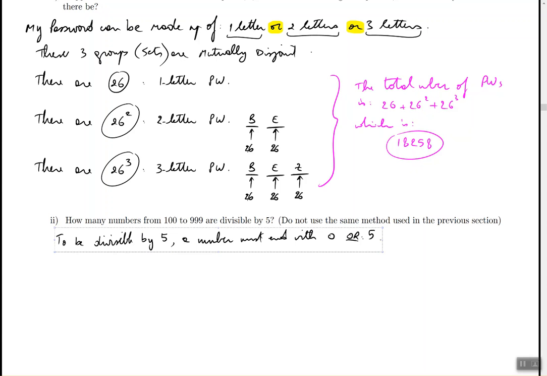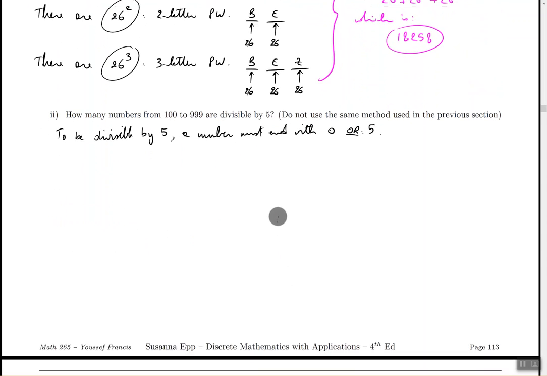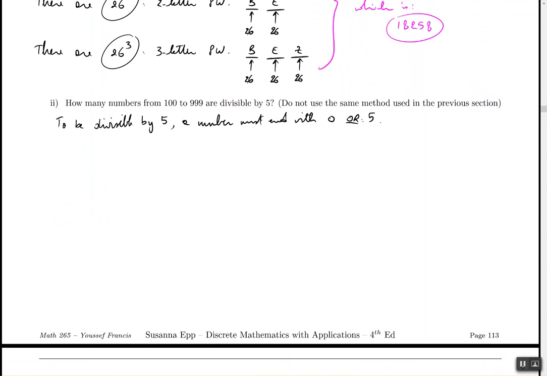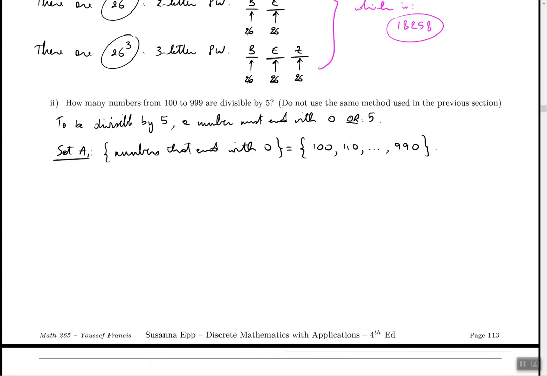Okay, so to be divisible by 5, a number must end with 0 or 5. So let's group all the numbers that end with 0 in one set. Okay, so set A1 is going to be the set of numbers that end with 0, and these are the numbers like 100, 110, and so on, all the way to 990. Okay, that's the last number that ends with 0 that can be divided by 5 out of this list. And then I'm going to do the same thing again with the numbers that end with 5. This time though, I'm calling the set A2.